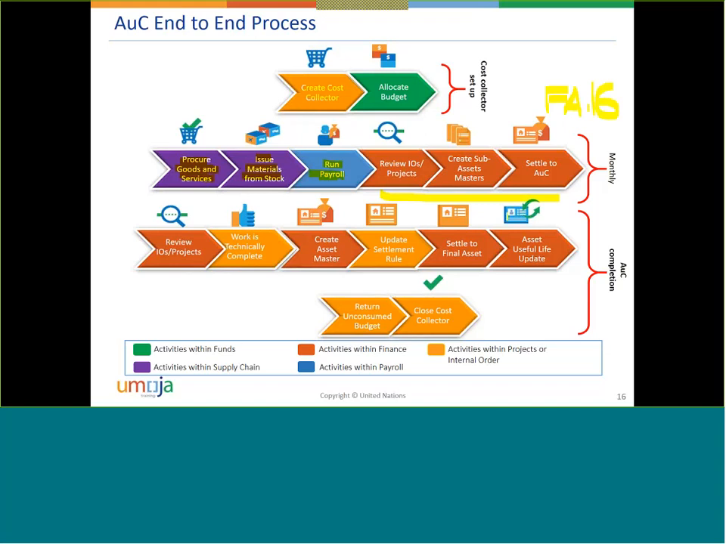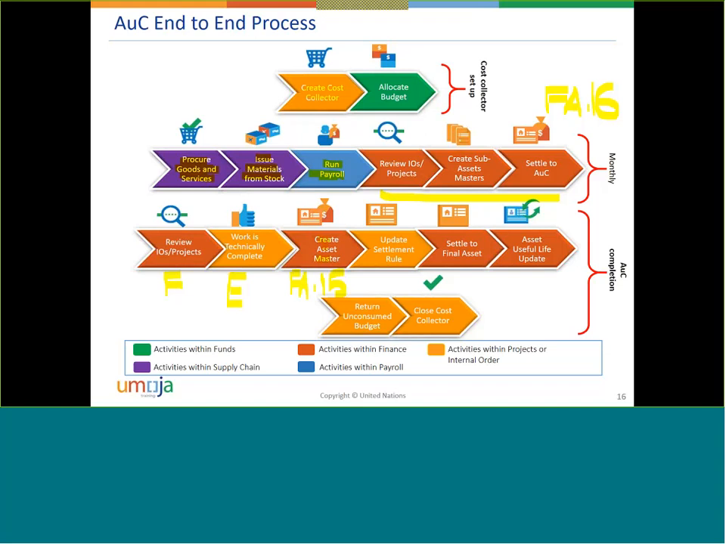And then we have, after completion of the AUC, the review, which is done by finance. Let's say that all the oranges is done by accounts, mainly. Work is technically complete is done by engineers. This is done by creation of asset master. This is FA 15. So it says finance in the diagram because they have an accounting role, but this is done by FA 15.